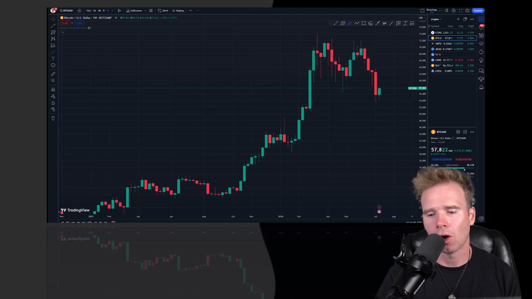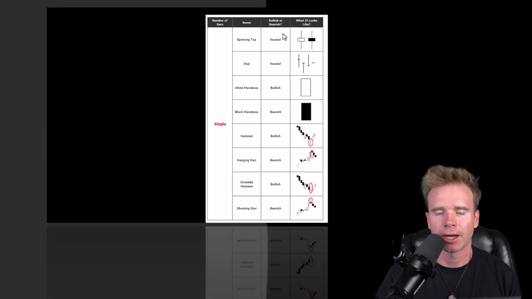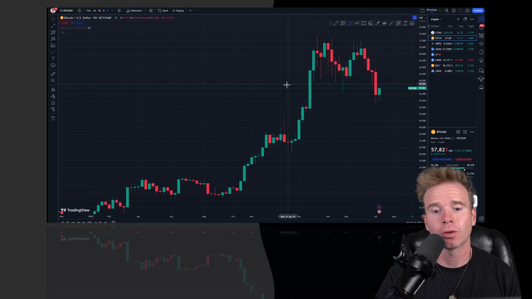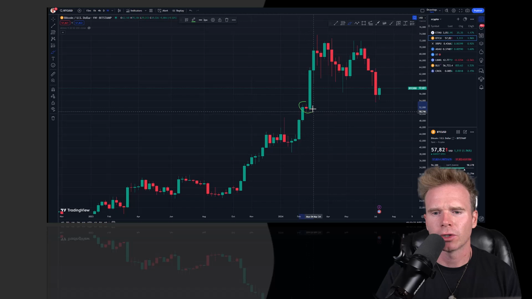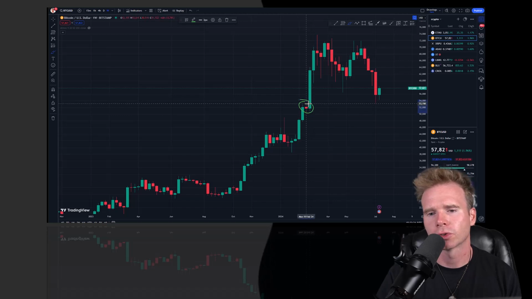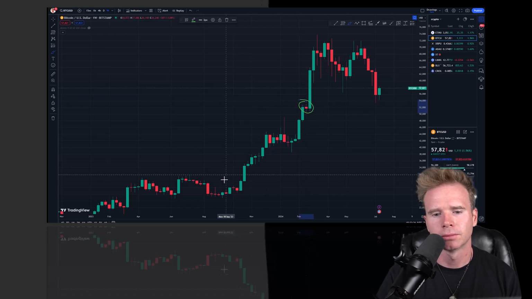And what are they? Well, let's start off with one of the cheat sheets that I have. Spinning tops, they are neutral. Let's find one on the Bitcoin price. Okay. So these are somewhat, you could almost call them dojis, but they're neutral candles. Here's one. Okay. Here's one.